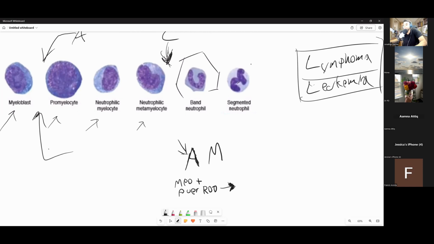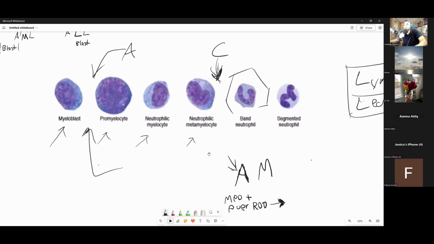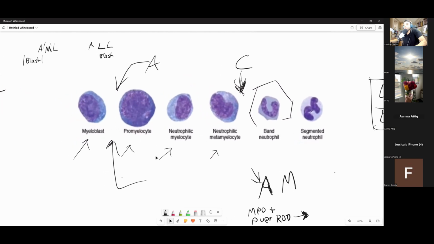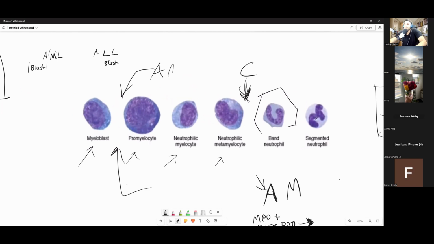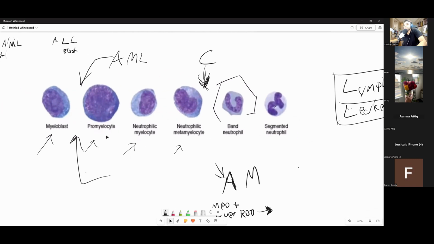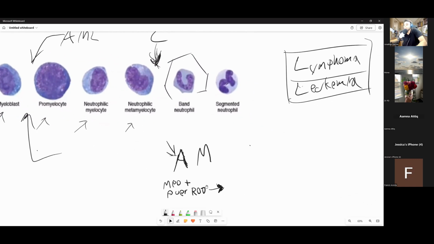But something that's very interesting, let's say, is that the most significant number of Auer rods are found in the promyelocytes. So promyelocytes have a whole bunch of Auer rods. So it makes sense that AML is releasing a lot of promyelocytes, leading to the activation of DIC. These Auer rods are like little sticks. I wish I had an image of it. Oh yeah, I do. Check this out.